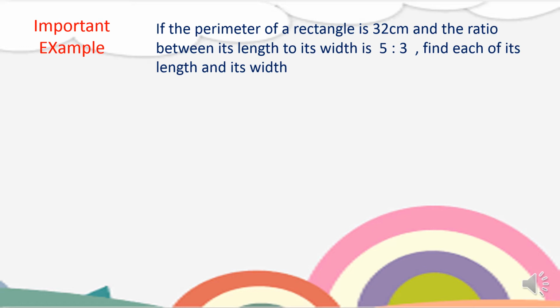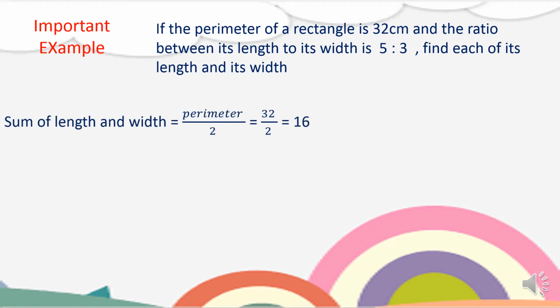Perimeter of rectangle equal length plus width times 2. So I have the sum of length and width times 2. So the sum of length and width equal perimeter over 2, or perimeter divide 2, equal 32 divide 2 equals 16. So 16 is the real sum of length and width.